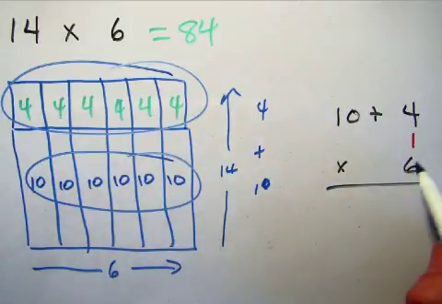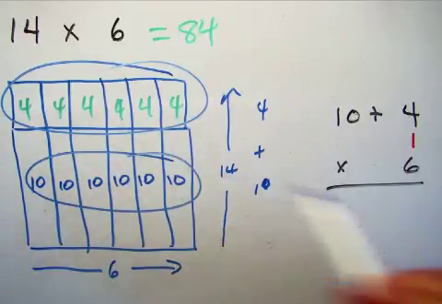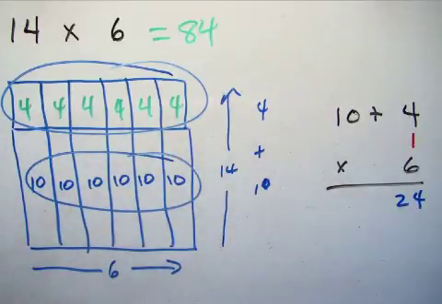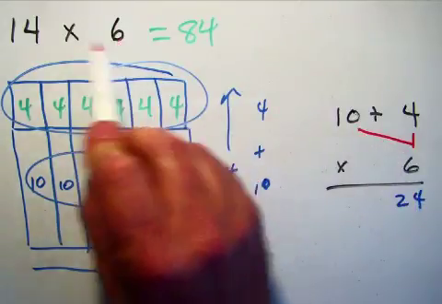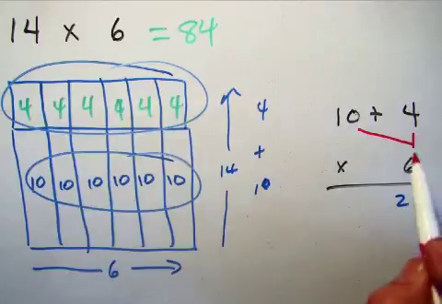Because if I start this way, 6 times 4 is, and you guessed it, 6 times 4. We just had it. There's our 24 again. Now what do I need to do next? Well, the next thing I need to do is go from the 6 over to the 10. Do you notice? It's 6 10s and 6 4s. 6 times 14.